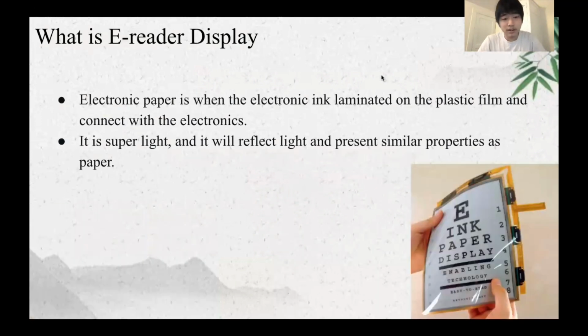So what is an e-reader display? An e-reader display is electronic paper. It is made by laminating electronic ink on a plastic film and connecting it with electronics. It is super light and it reflects light, so it has properties similar to paper.